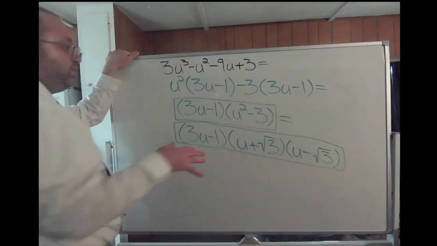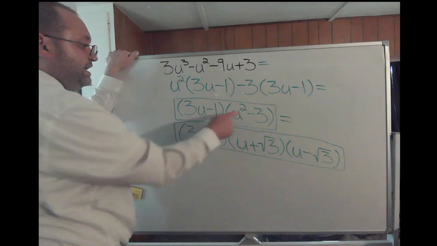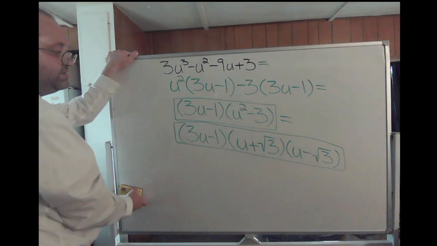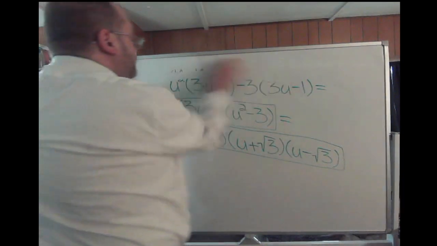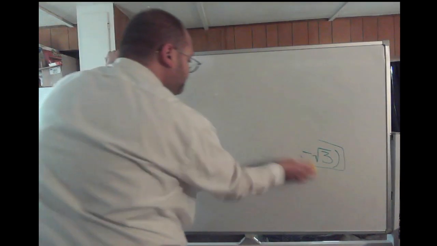But for now in Algebra 1, if it's not a perfect square on both terms, we can simply leave it. We can write 3u minus 1, that quantity, times u squared minus 3. That would be acceptable. Either of these two answers would be acceptable in Algebra 1. Actually, later in Algebra 1, we'll be dealing with more square root equations, so even then we'll factor those.